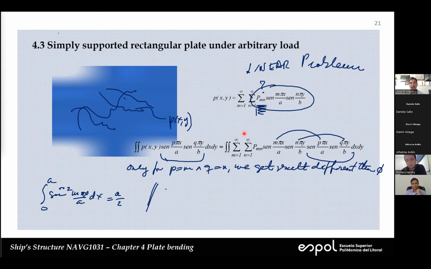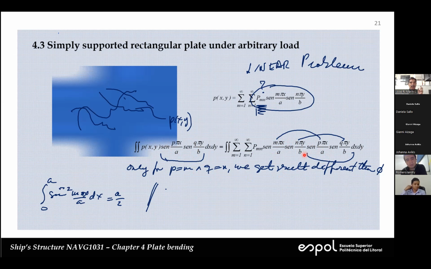What we do is we multiply this equation by sine p and q, and integrate over the whole domain, right? And we remember from our integral calculus that if you have this sine of m and sine of p in x, if you integrate and m is different than p, the result is 0 because they are orthogonal, okay? The only choice that we have to get something different than 0 is that m be equal to p.